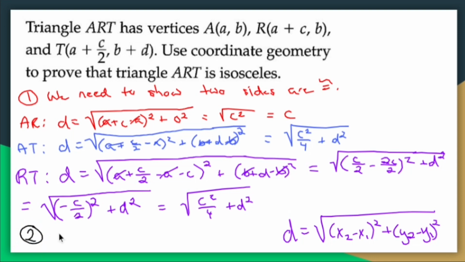Because AT equals RT, which means ART is isosceles. I got really nervous starting this problem out, but we know that this is isosceles. We just have to make sure that our math proves it. And that's what we did.